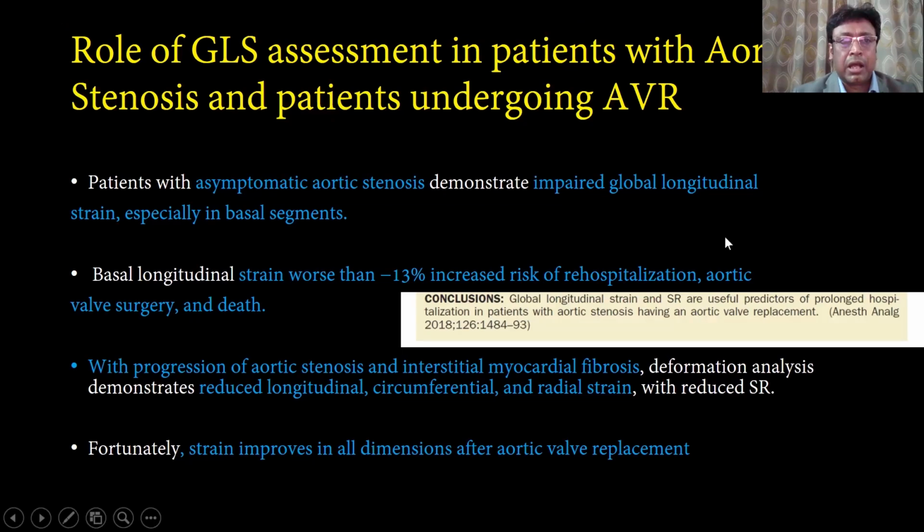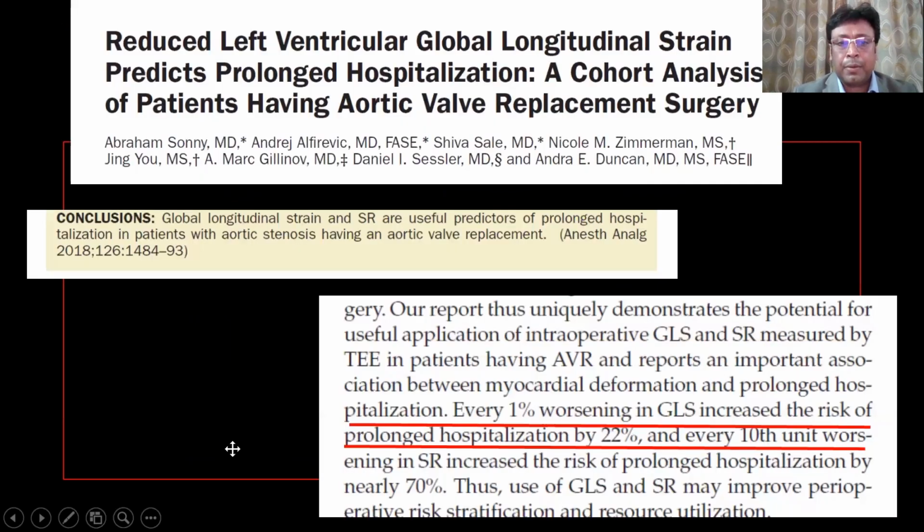So again, another scenario where GLS might make a difference is aortic patients undergoing AVR, patients with aortic stenosis undergoing AVR. And if the longitudinal strain is more than minus 13%, there's increased risk of rehospitalization. And they say in this particular paper that every 1% worsening of GLS increases the risk of prolonged hospitalization by 22%.